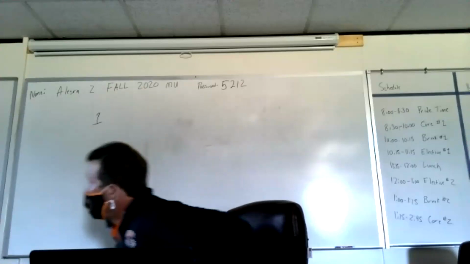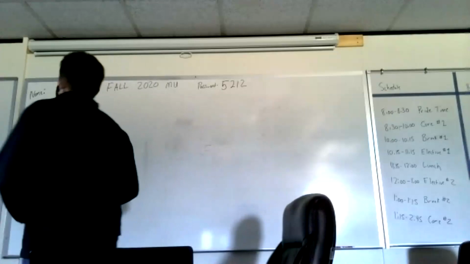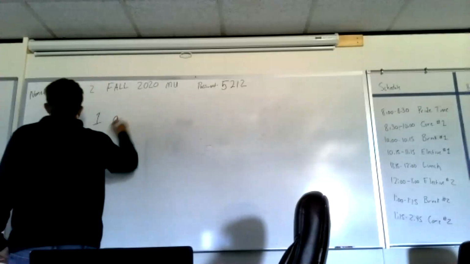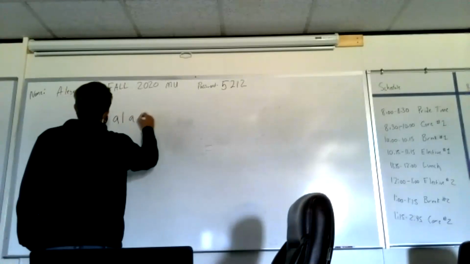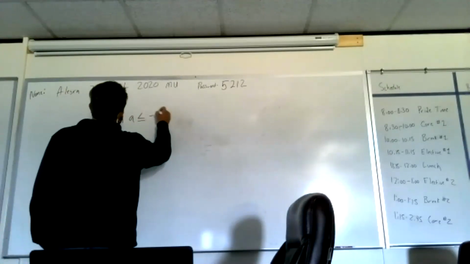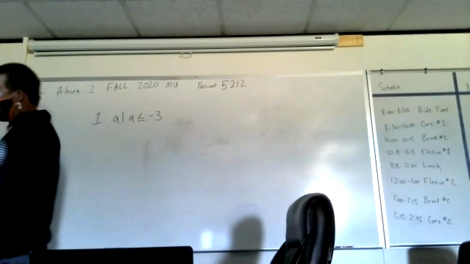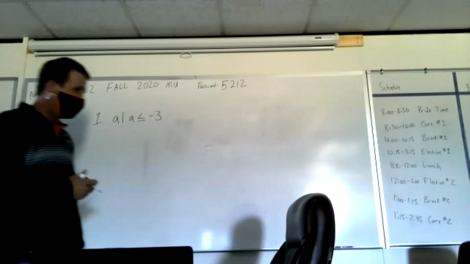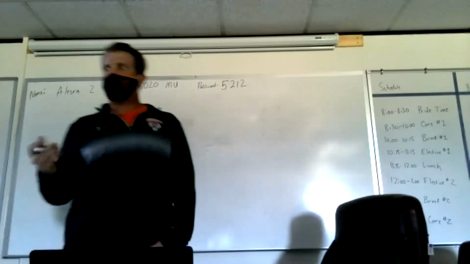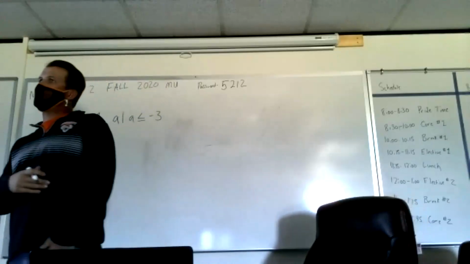Okay, so number 1, from set builder notation, it says the set A is less than or equal to -3, and we want to write this into interval notation. First we have to ask ourselves, is this bounded or unbounded? Looking at it, there's no other number that constricts how low A can go. It doesn't constrict it at all. So this would be an unbounded one.